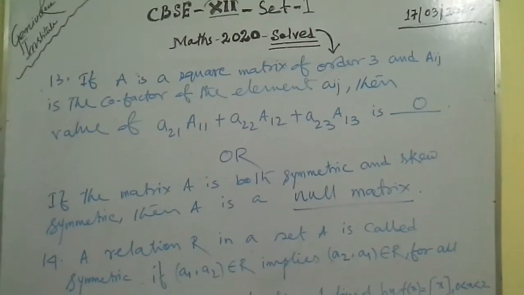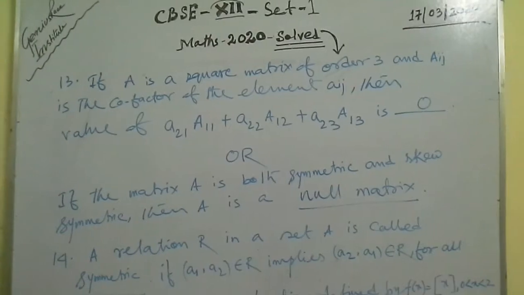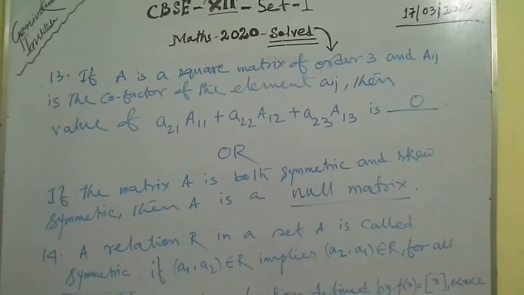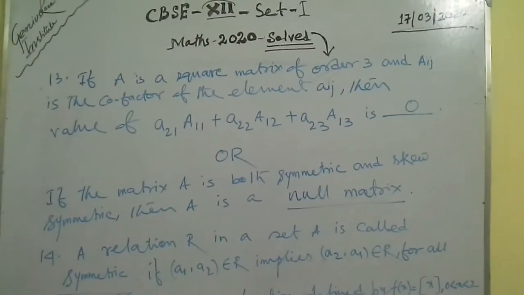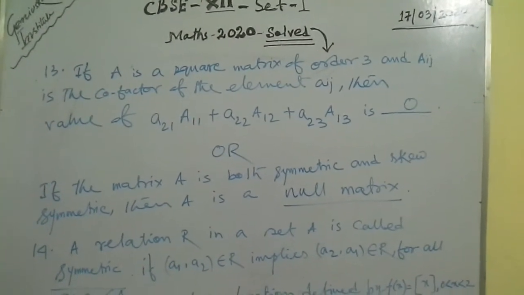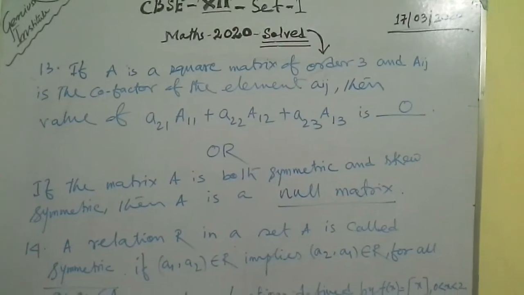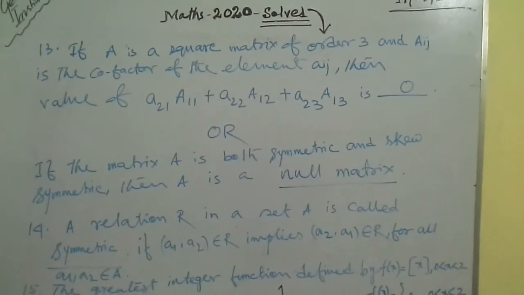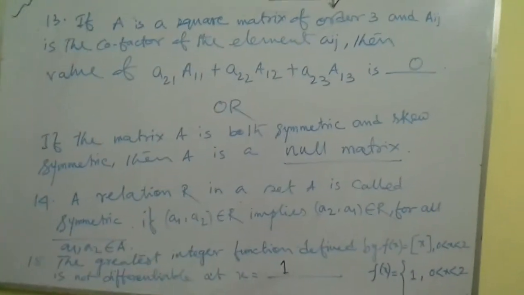Now question number 14: a relation R on a set A is called symmetric if (a1, a2) belongs to R implies (a2, a1) belongs to R for all a1, a2 belonging to A.